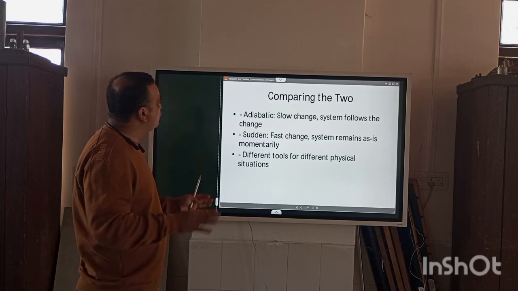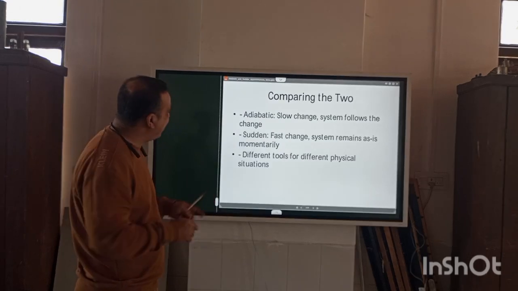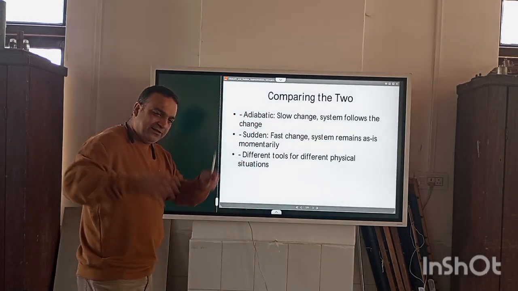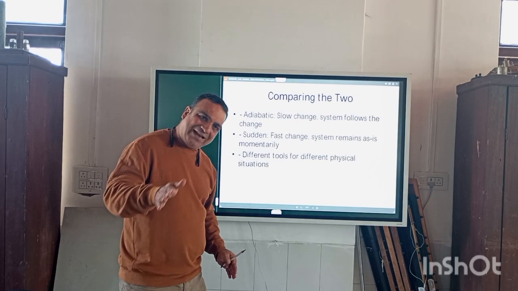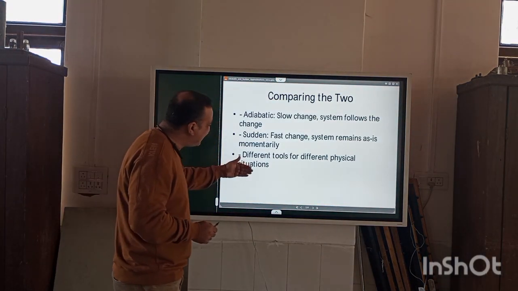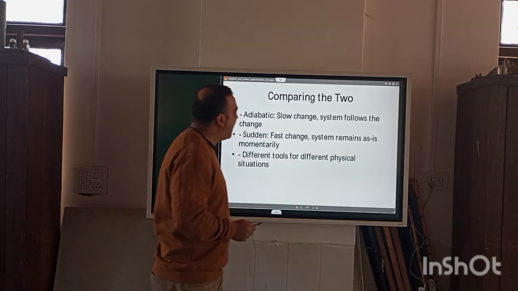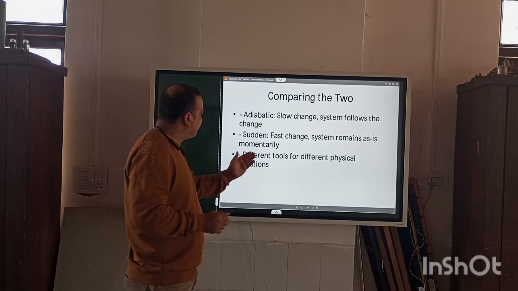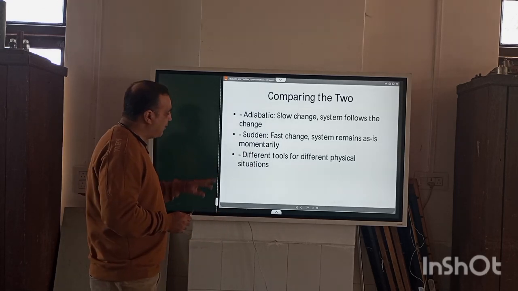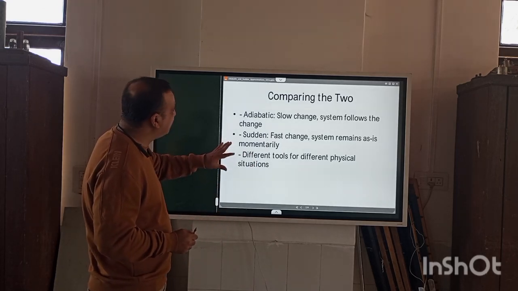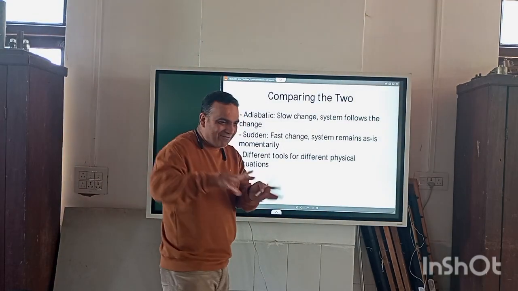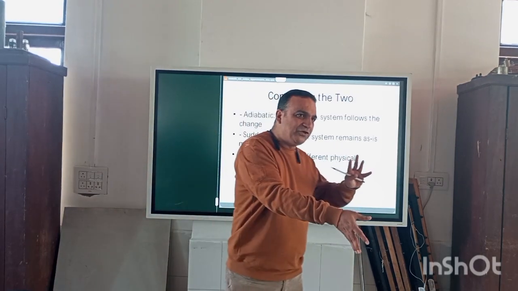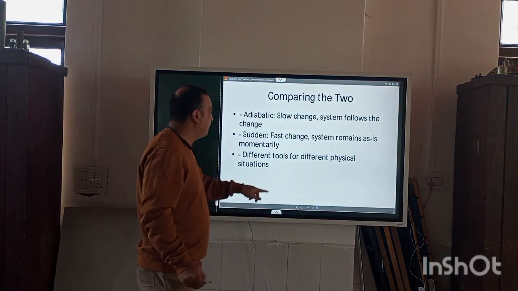Now, if we compare the two approximations, adiabatic means slow change. The system follows the change; the system is subjected to the change, but that change is very slow. For the sudden, there is fast change, and the system remains as it is momentarily. So these are two different tools for different physical situations. You can have a situation where the adiabatic approximation will be useful, and you can have a situation where the sudden approximation will be useful.